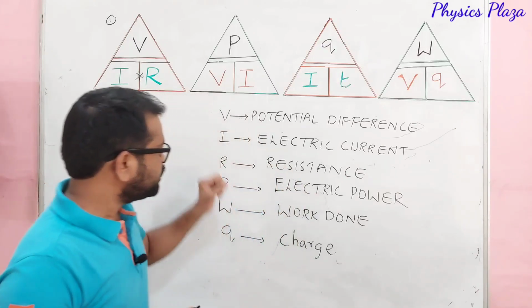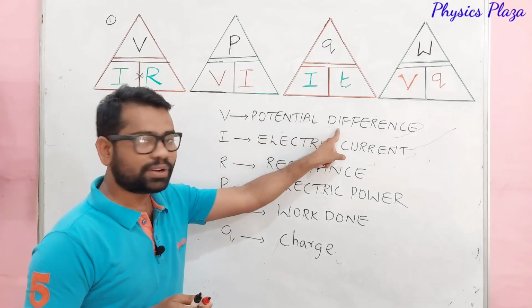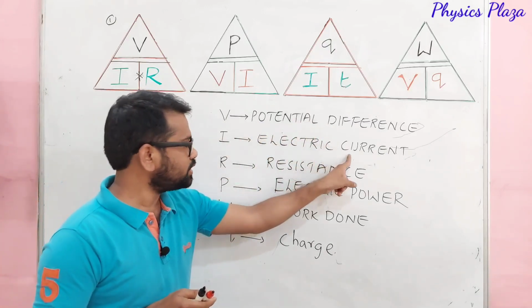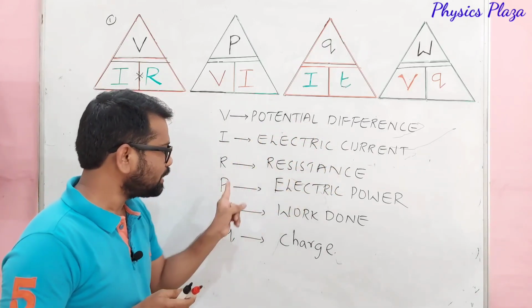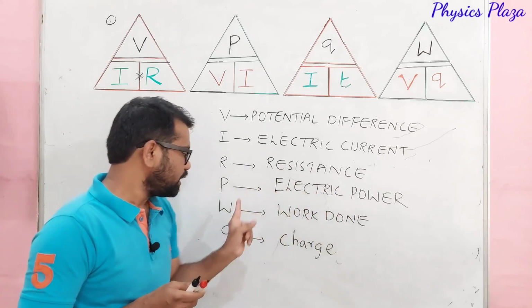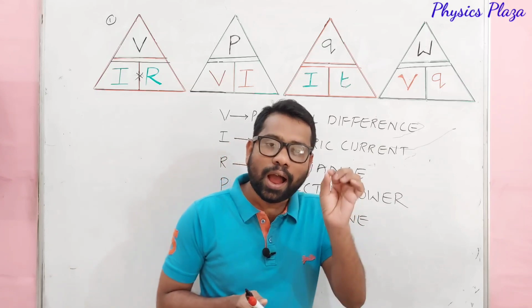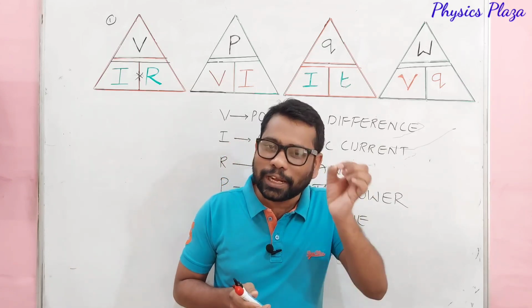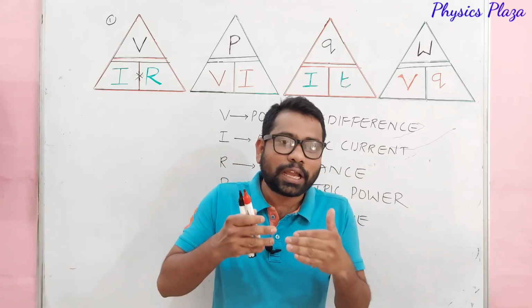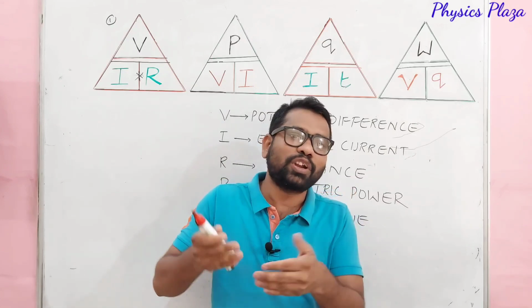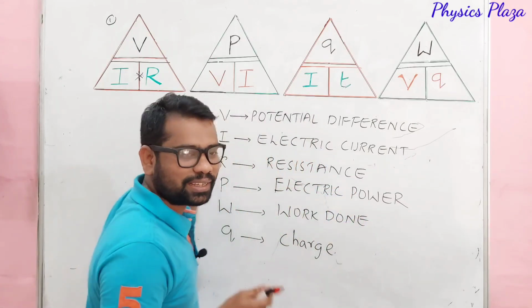It's very important. Children, here V refers to potential difference, I is electric current, R is resistance, P is electric power, W is work done, and Q is charge. Now we will see how we can use this magic triangle concept to overcome the confusions which we have when we are solving numericals. Let us start with the first magic triangle.